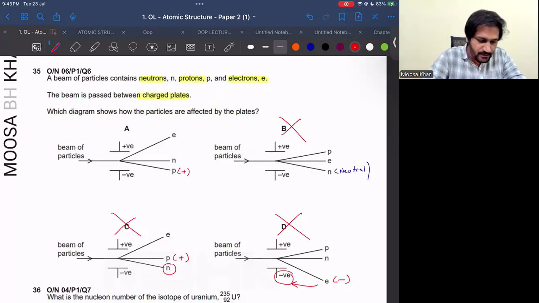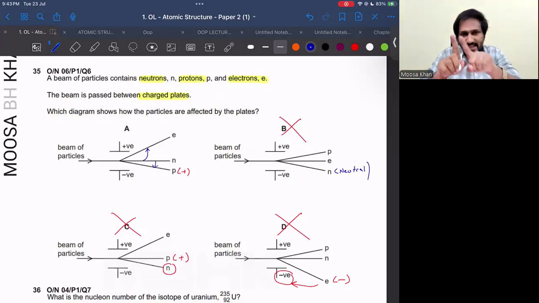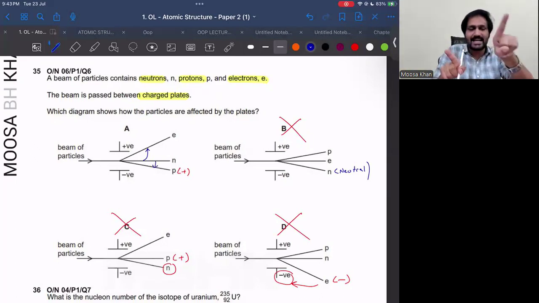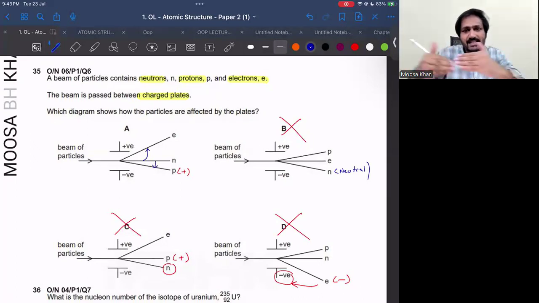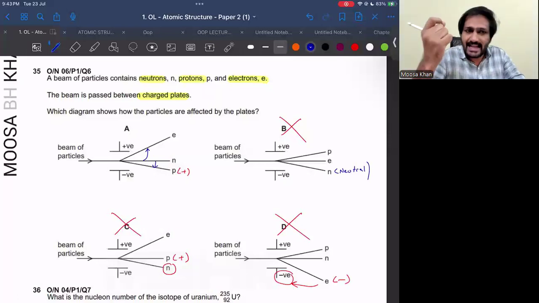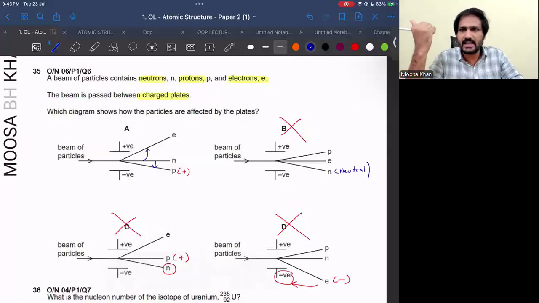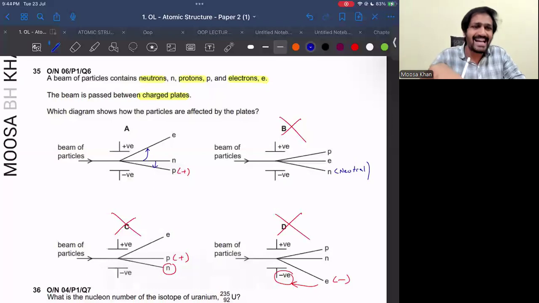My question is, if you see the deflection of electrons, electrons are deflected at greater angles as compared to protons. If you see, electrons are deflected at wider angles. Electrons are deflected more as compared to protons. Can you tell me why? Can anybody tell me why? Vania has answered because they are small. Yes, because they are lighter.